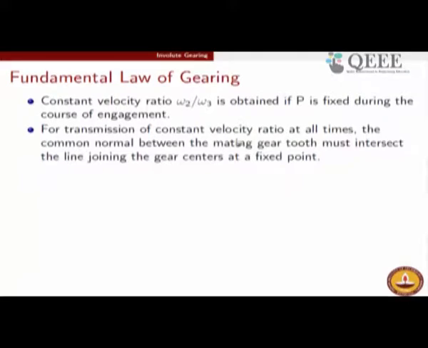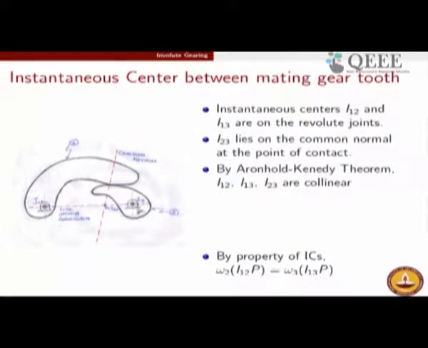So, for transmission of constant velocity ratio at all times, the common normal between the mating gear teeth must intersect the line joining the gear centers at a fixed point. This is exactly what we have proved. The line joining the gear centers is this red line, and the common normal is this one. The intersection between these lines is the instantaneous center between these two moving bodies.